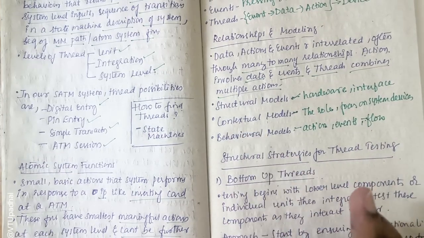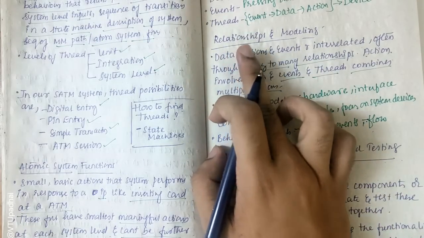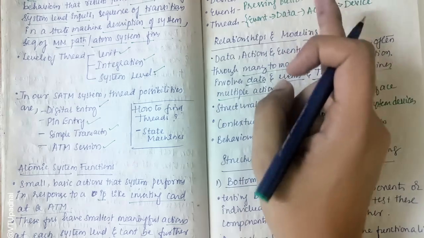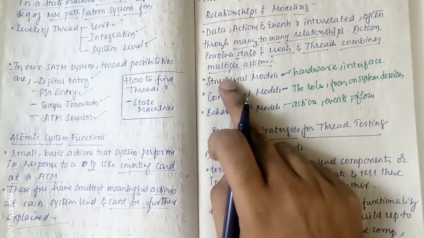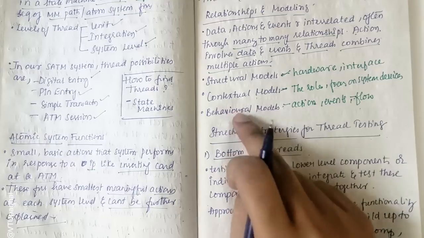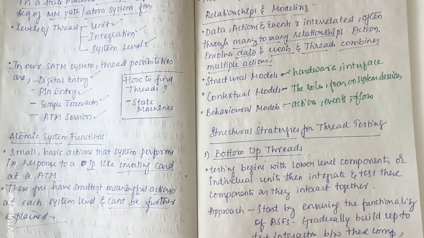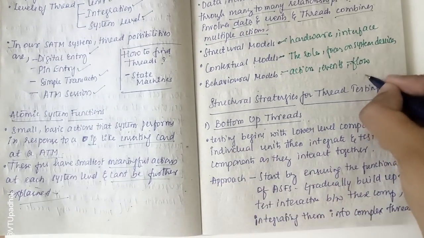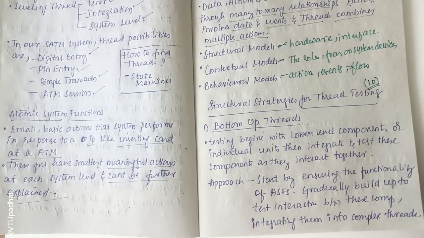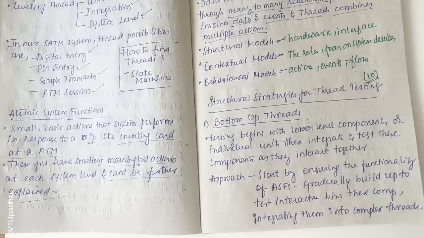So we have understood the basic relationship between all these basic components firstly, and then we looked into the types of models. It could be structural model, contextual model or behavioral model. Moving on further, we have the structural strategies for thread testing. Again guys, this is a 10-mark question, so pretty important, make sure you don't miss it out.